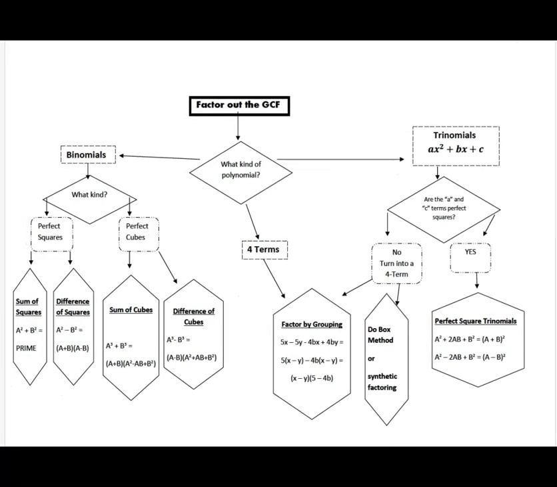So we're going to start with looking at factoring out the GCF. Sometimes there's not a GCF, so you wouldn't have to worry about it. But if there is, make sure you always factor that out first. Then you're going to ask yourself, what kind of polynomial do you have? Do you have a binomial? And remember, that means, does it have 2 terms? Do you have a trinomial? That means, does it have 3 terms? Or is it a 4-term polynomial? All right, so you got to identify what kind you have there.